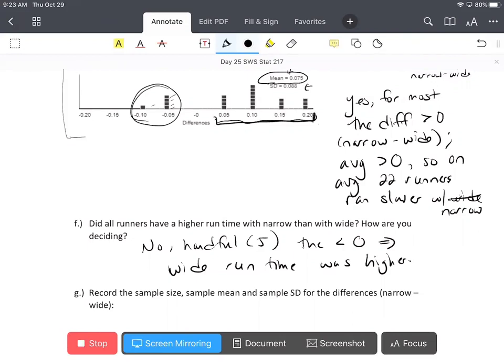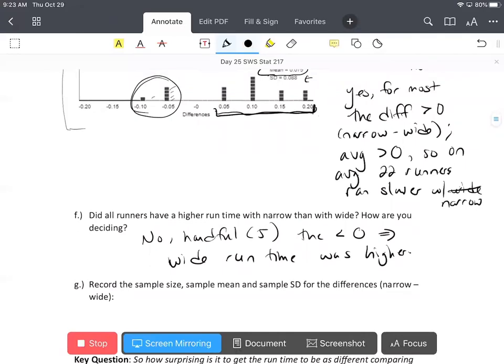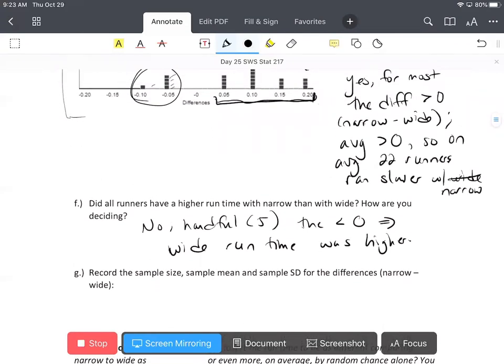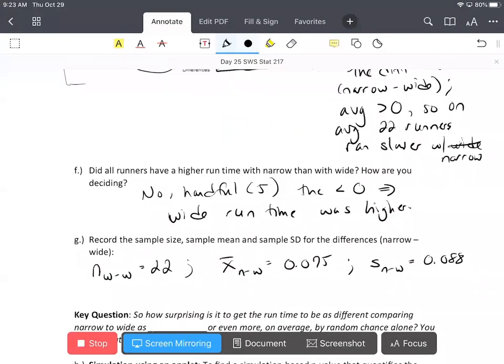Record the sample size, sample mean, and standard deviation for the differences narrow minus wide. So we want to do this with good notation so that we're comfortable and we're remembering how to do it. Take a moment, pause the video, do it yourself, and then check your answer. Just a few notes about this. You notice that I'm using n for sample size. That is an n.